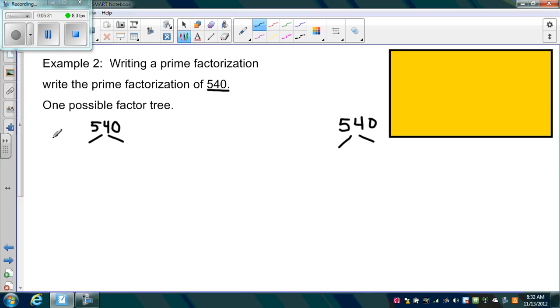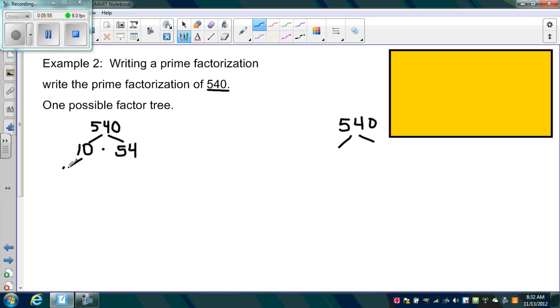It doesn't matter which factor you pick, as long as you keep it neat and consistent. So for example, if I wanted to say 10 times 54, that's going to equal 540. But we need to break it down until we only have prime numbers, and neither of these are prime numbers. So then let's focus on the 10. How can we break this down?